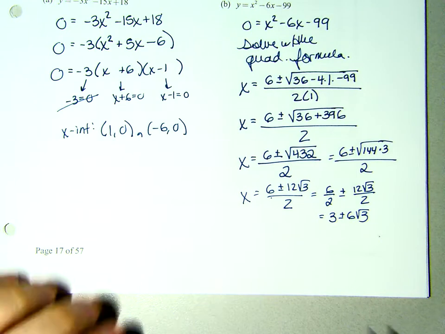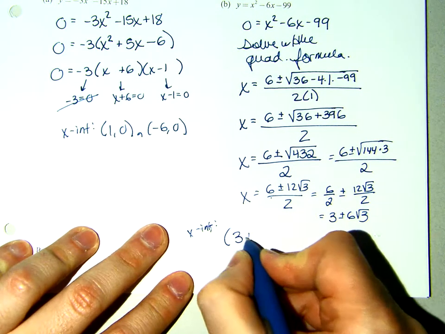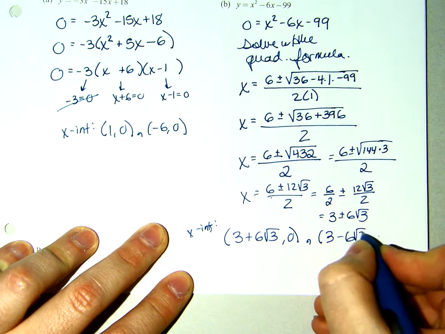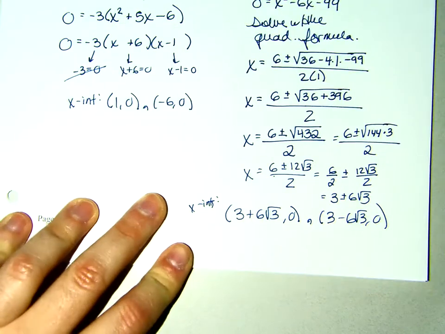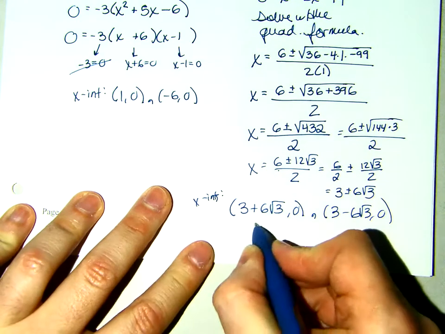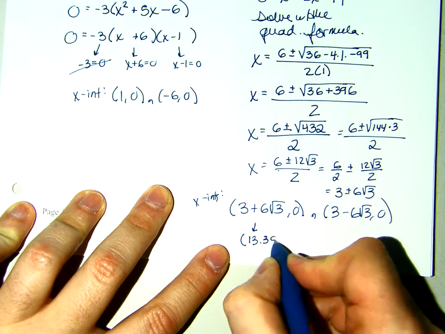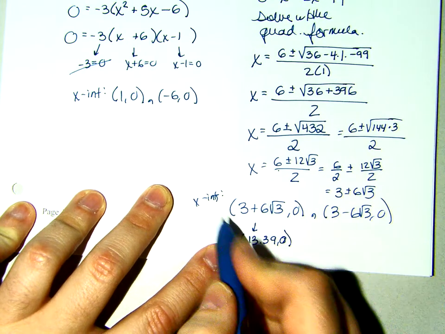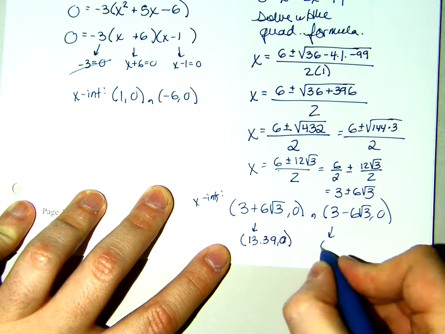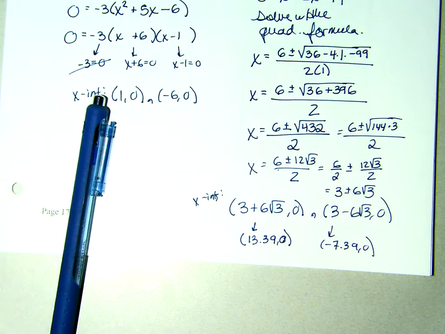That's my issue. I want coordinates. The x-intercepts are going to be 3 plus 6 root 3, comma 0, and 3 minus 6 root 3, comma 0. I realize those look strange, but those are perfectly valid real number places where you're going to cross the x-axis. The first one is about 13.39, comma 0. Don't give me that, give me the exact version, but that is a real number. The other one looks like about negative 7.39, comma 0. They are real numbers, just not nice numbers.